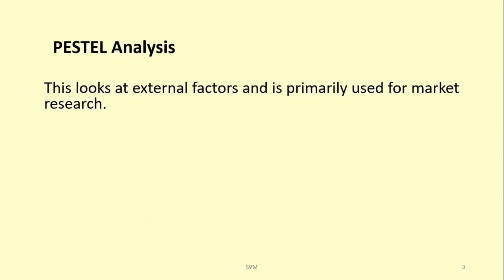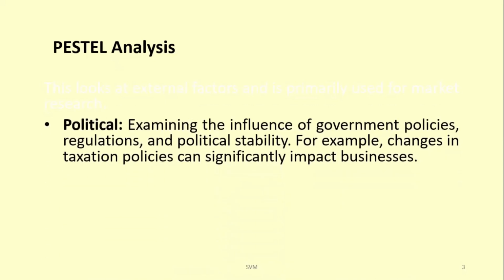Then we will enter into PESTEL analysis. This basically looks at external factors and is primarily used for market research. Here the first letter P stands for political. In this, we try to examine the influence of government policies, regulations, and political stability on our organization. For example, changes in taxation policies, and how significantly they impact our business.